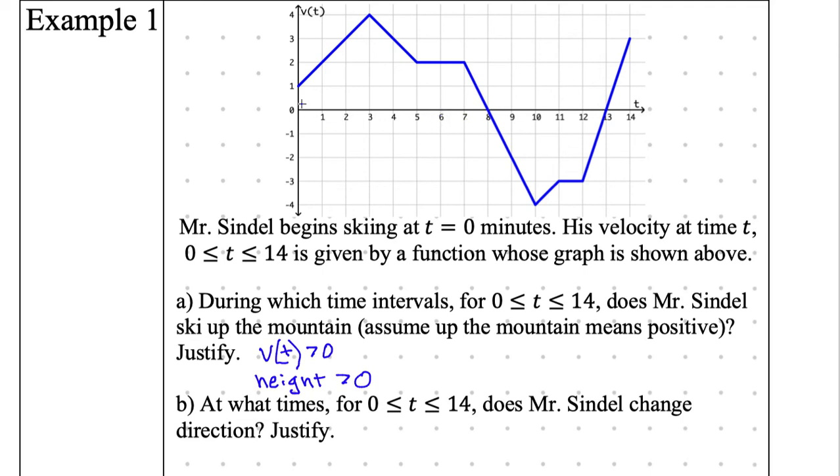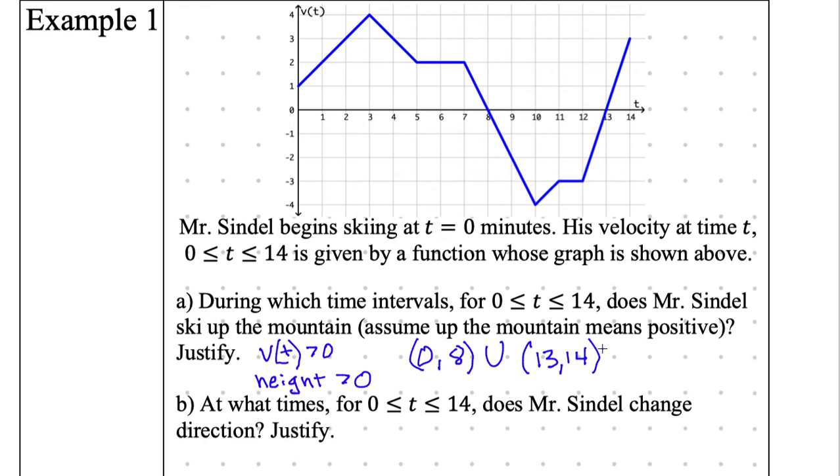Well, where is the height greater than 0? I have an interval between here and here and here and here. So between 13 and 14 and between 0 and 8. How do we write that down? We say between 0 and 8, not including 0 and 8, union with the other interval, 13 to 14. Done.